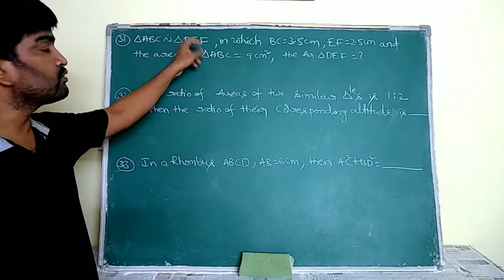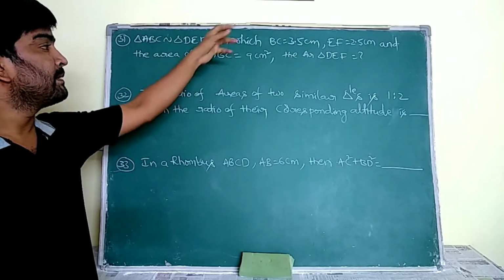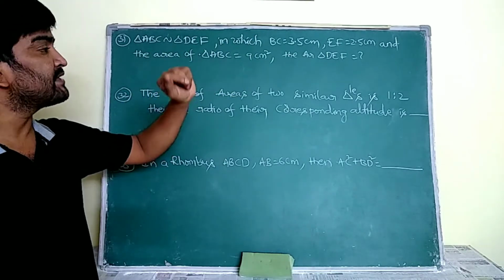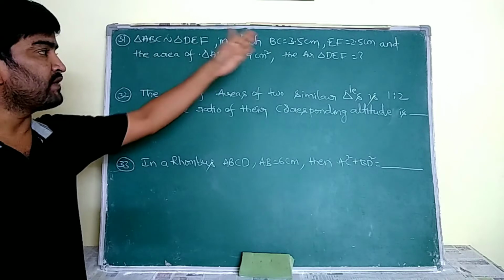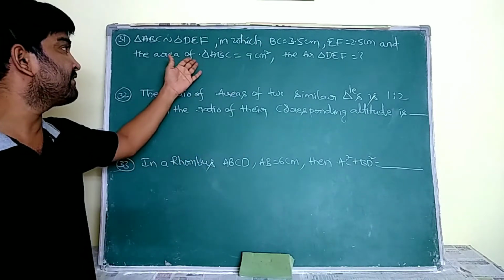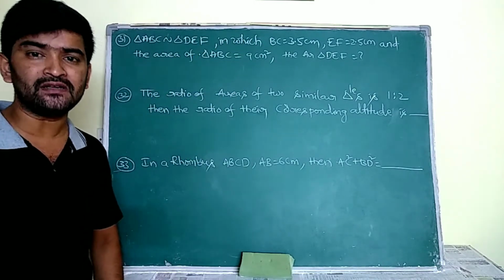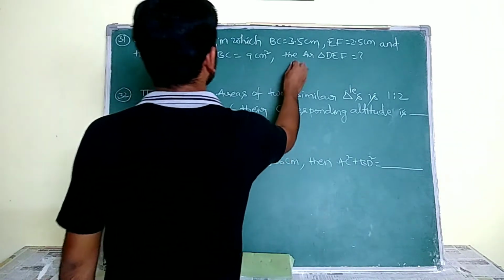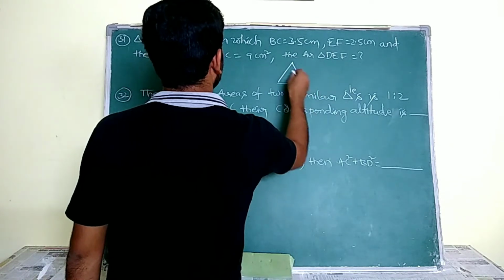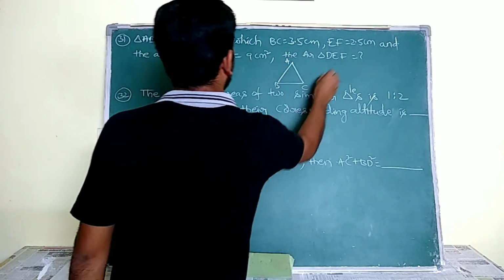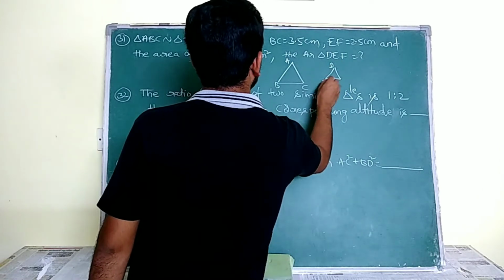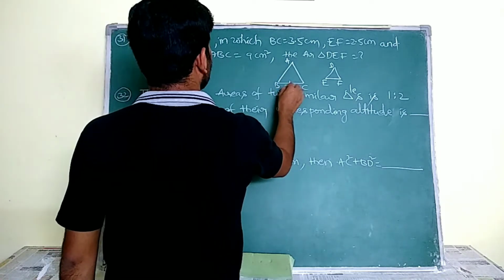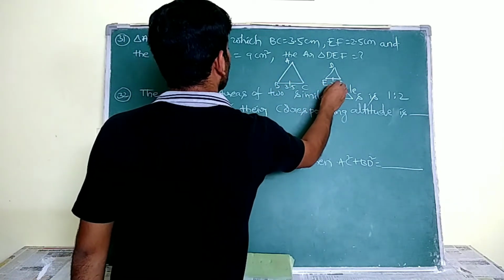Triangle ABC is similar to triangle DEF, in which BC is equal to 3.5 centimeters, EF is equal to 2.5 centimeters, and it is asking us to find the area of triangle DEF when the area of triangle ABC is equal to 9 centimeter square. Then just draw the two similar triangles roughly. Let us name this ABC and its similar triangle DEF. Here he gave this BC as 3.5 and this EF as 2.5.